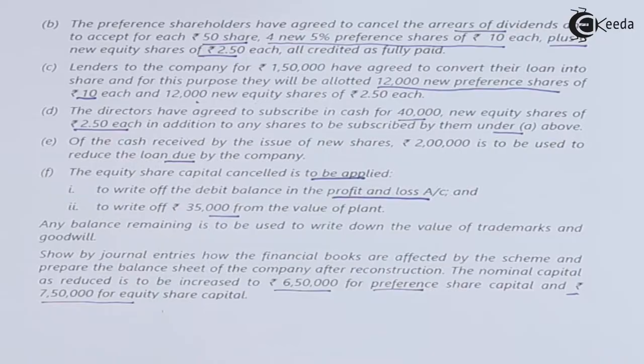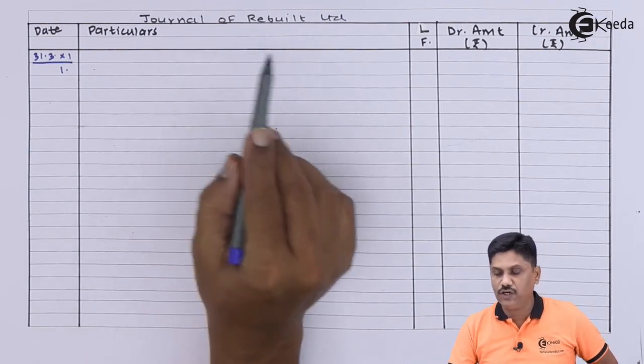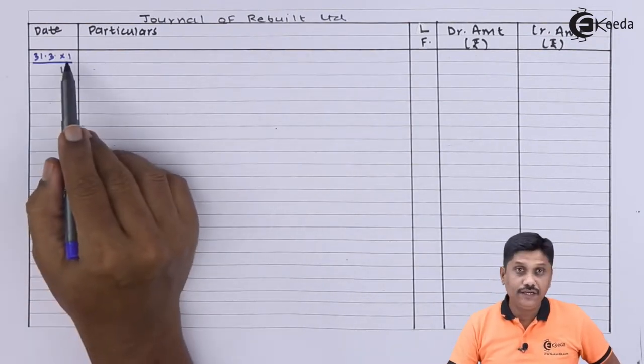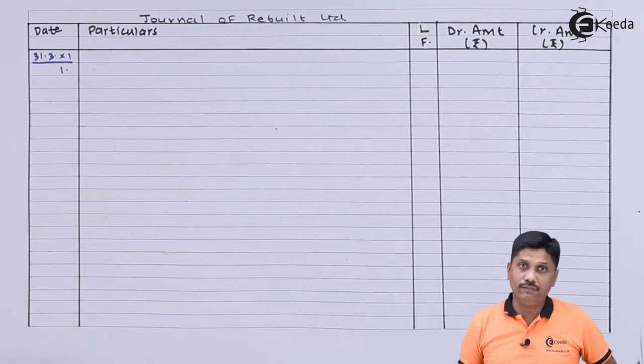Let's prepare journal first. Friends, I am ready with my journal format. In journal format, I have mentioned journal of Rebuild Limited. Date is the balance sheet date itself. First entry we will do from our available information. Let's go with the information.